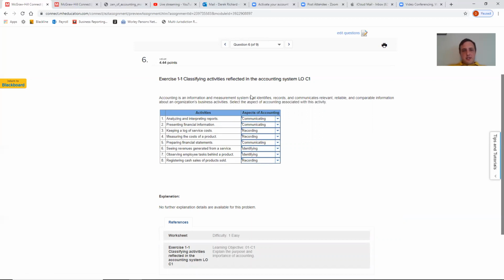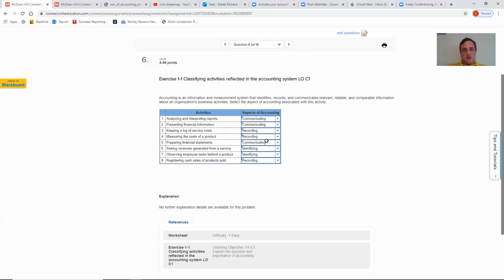Okay, so there's 3 steps to the accounting. It's identifying, recording, and communicating. So they're asking you for each of these activities, which of those 3 categories is it? Analyzing and interpreting results. Again, that's going to be communicating. We're going to be presenting those financial statements. We're going to communicate what those results are. Presenting financial information, that's communicating.